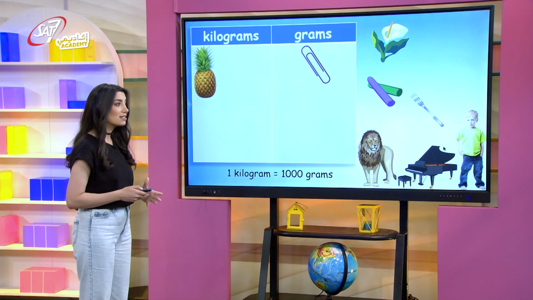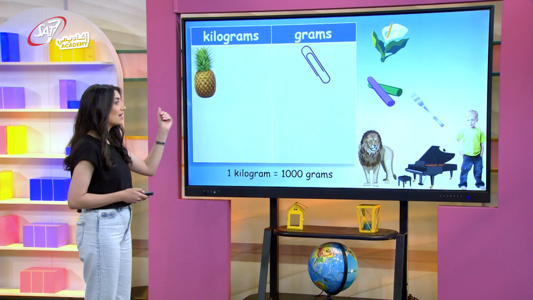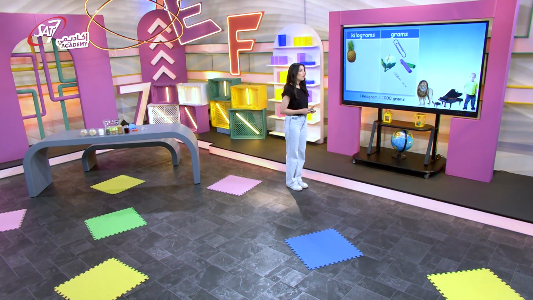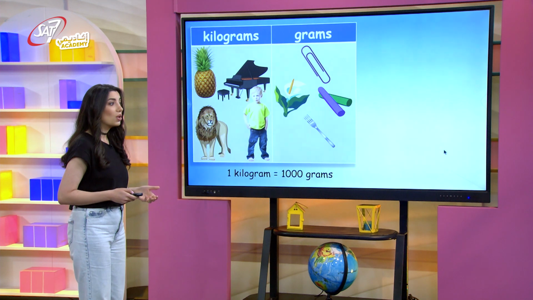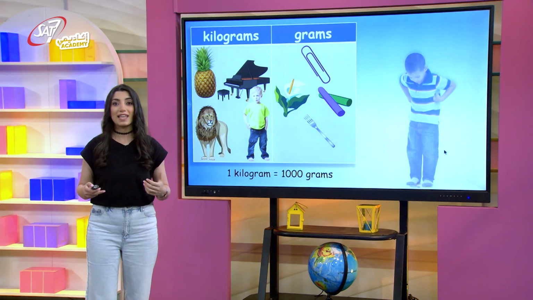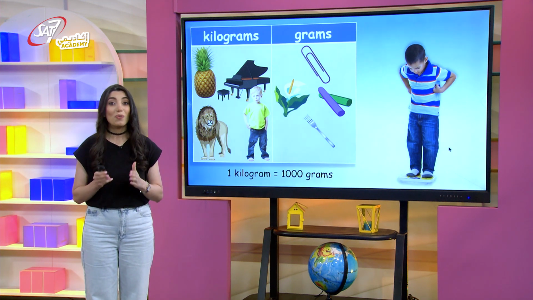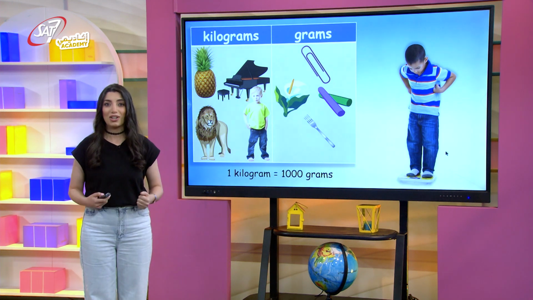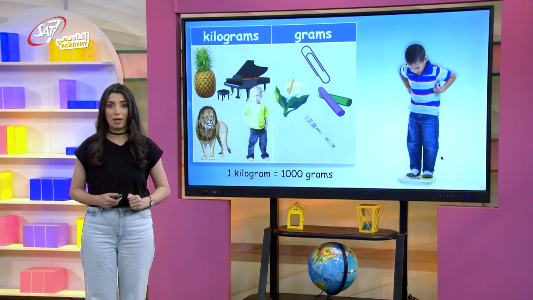The lighter objects are measured in grams. What are they? We have the flour, the Play-Doh, and the fork. And the heavier objects are the lion, which weighs around 180 kilograms, the piano, and the boy. We measure our weight by standing on a scale, and the number is represented in kilograms. Do you know what your weight is? If not, ask if there's a scale at your house and stand on it and read the number. This number would be your weight in kilograms.